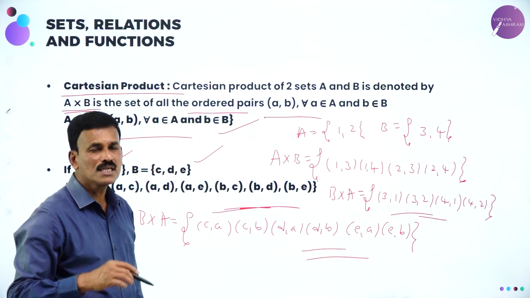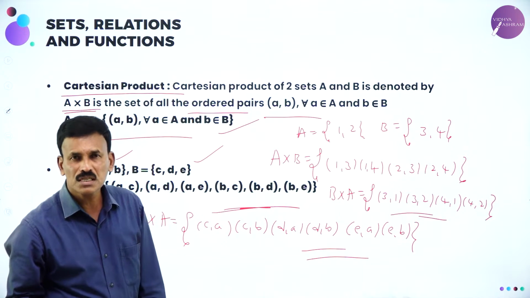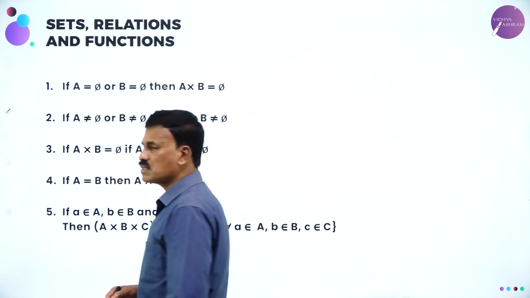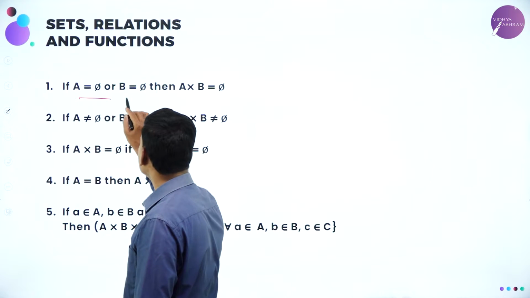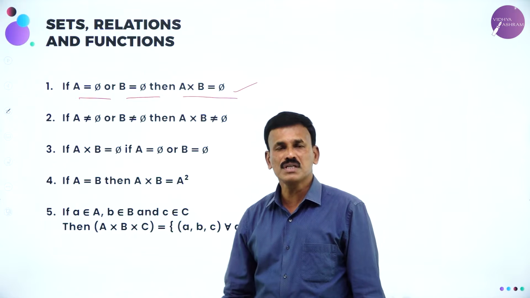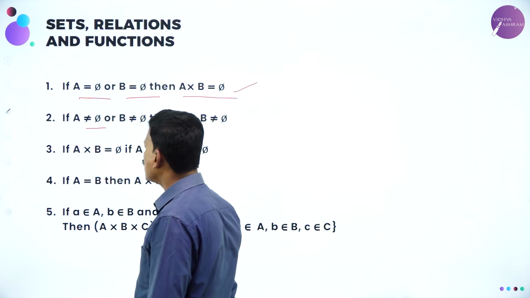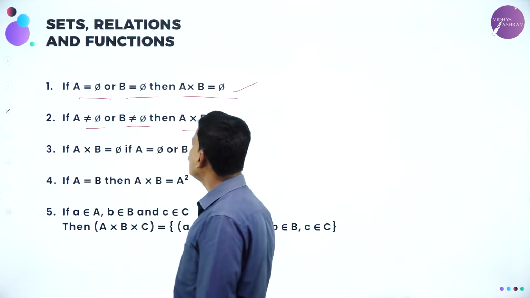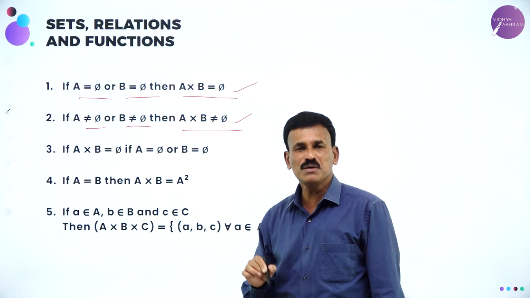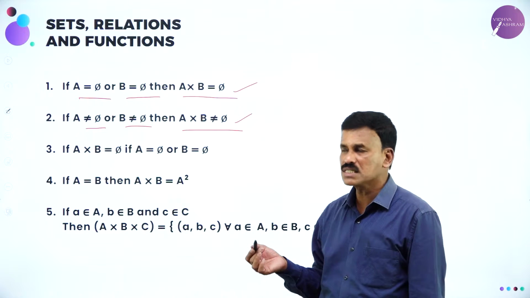So, Cartesian product means a set of all ordered pairs in which the first member is an element of A and the second member is an element of B. That's it. Hope you got an idea. Now there are some properties on these ordered pairs. If A is a null set or B is a null set, then the Cartesian product A cross B is also a null set. If A and B are null sets, then A cross B is also a null set. Suppose A is not equal to a null set and B is not equal to a null set, then the Cartesian product of A and B is also not a null set. If A and B are not null sets, then A cross B is also not a null set.